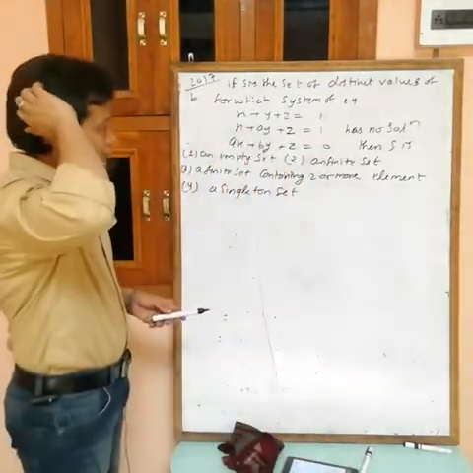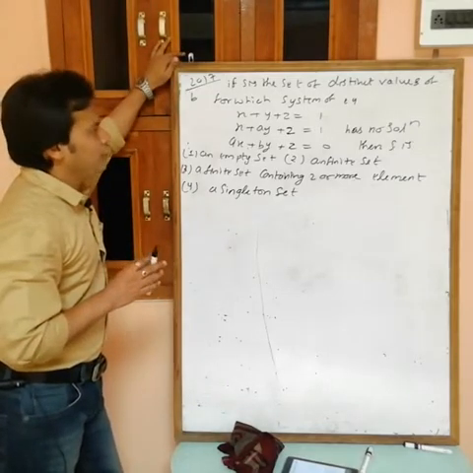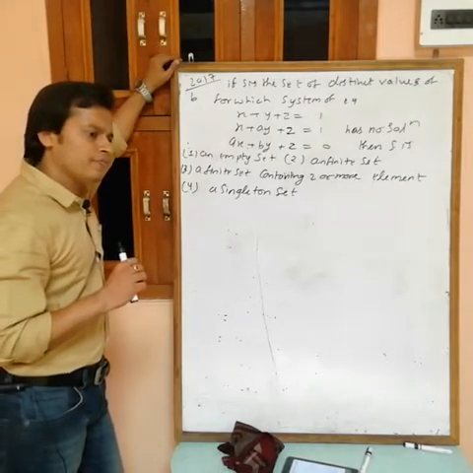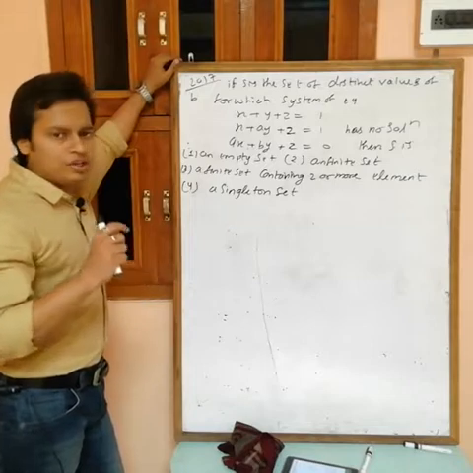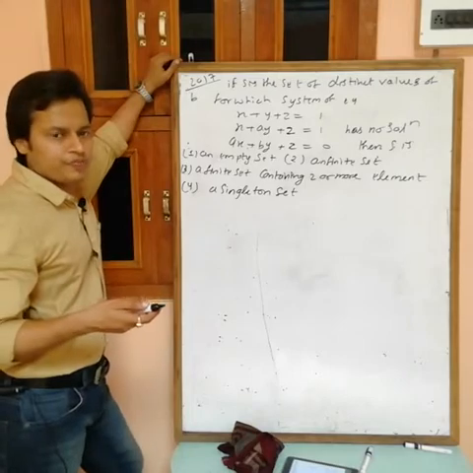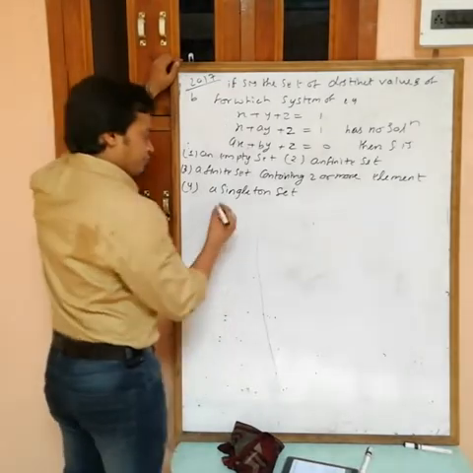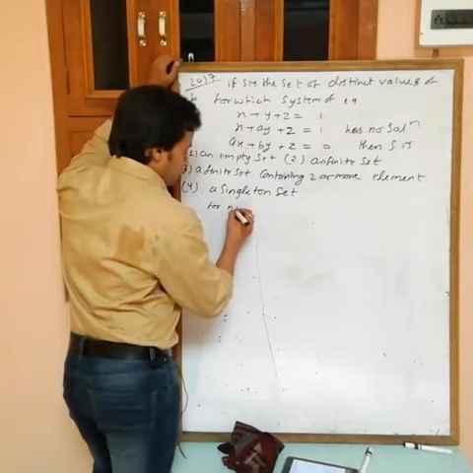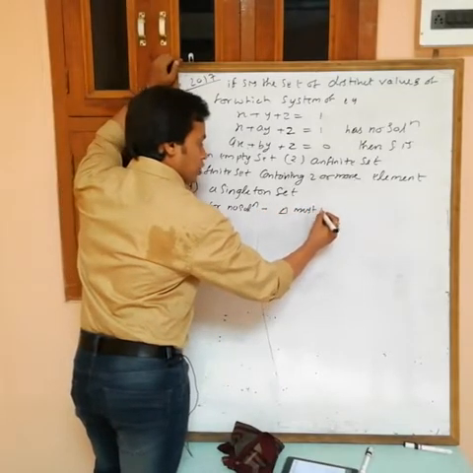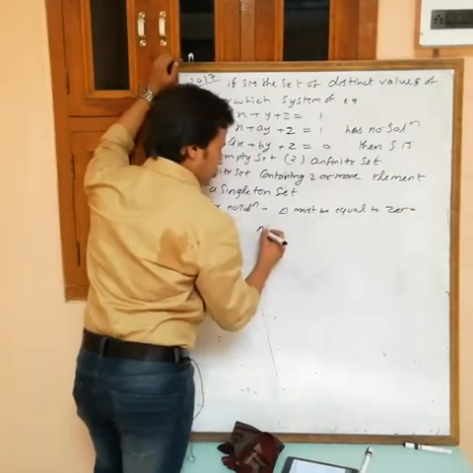Now see, it is given that S is the set of the distinct values of b for which the system of equations has no solution. So what is the condition of no solution? Condition of no solution is del must be equal to 0 and at least one out of del 1, del 2, del 3 is not equal to 0. So first thing is del must be equal to 0. For no solution, del must be equal to 0.